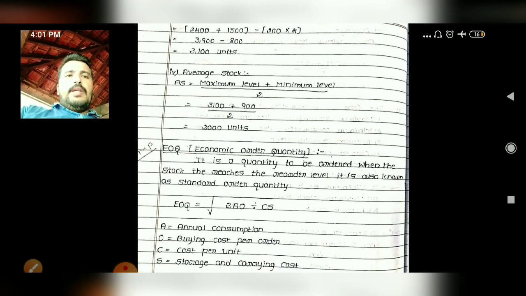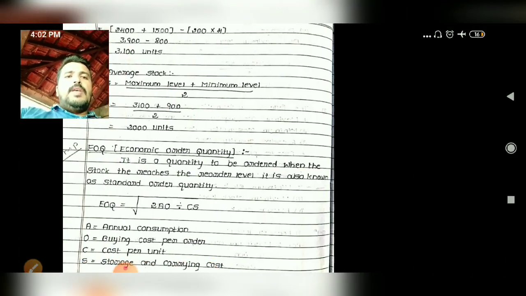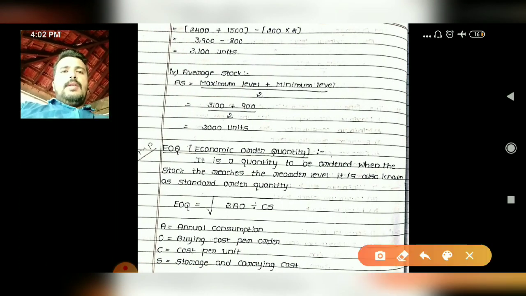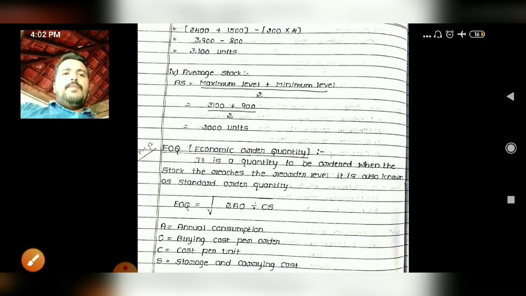Reordering level you have calculated. Then reordering quantity is given in the question, 1500. Then minus 200. What is that? Minimum consumption. It is given, no? Minimum consumption 200 units into minimum delivery period is given 4 to 6. 4 means minimum, that you have to take here. Then this way simplify the main formula contents and find out the main answer: 3100 units.